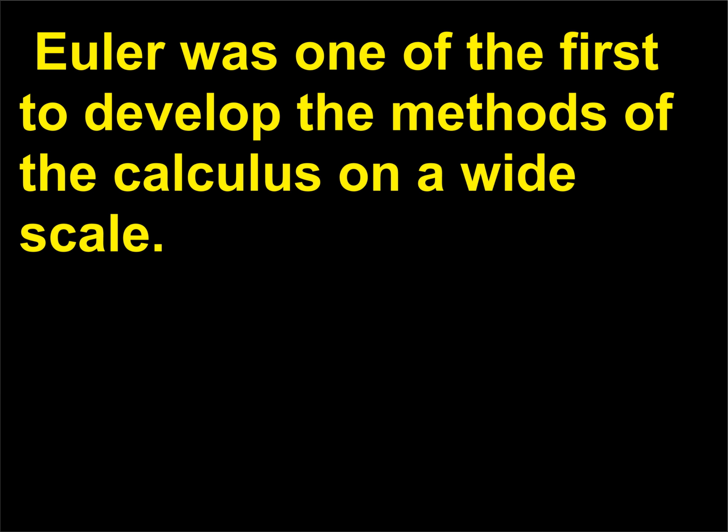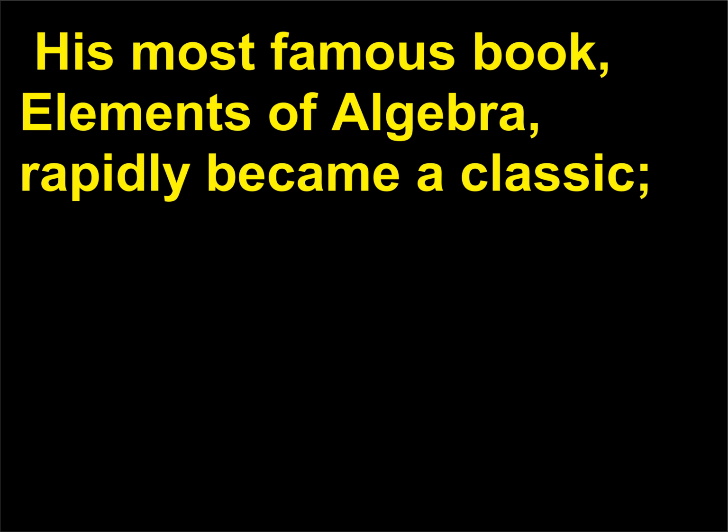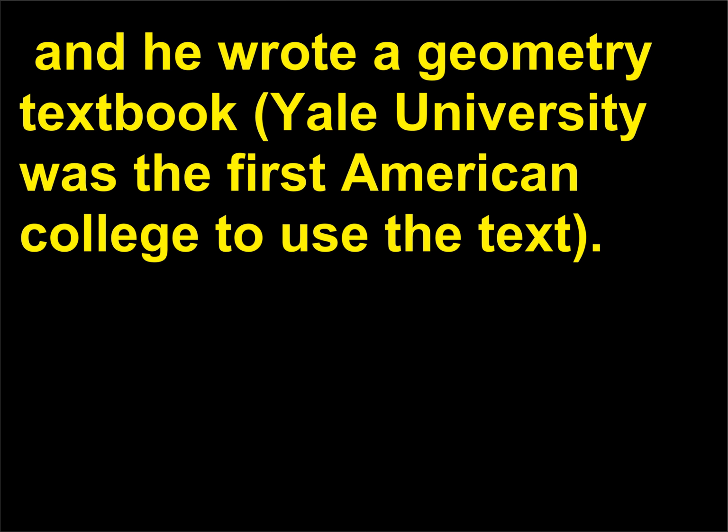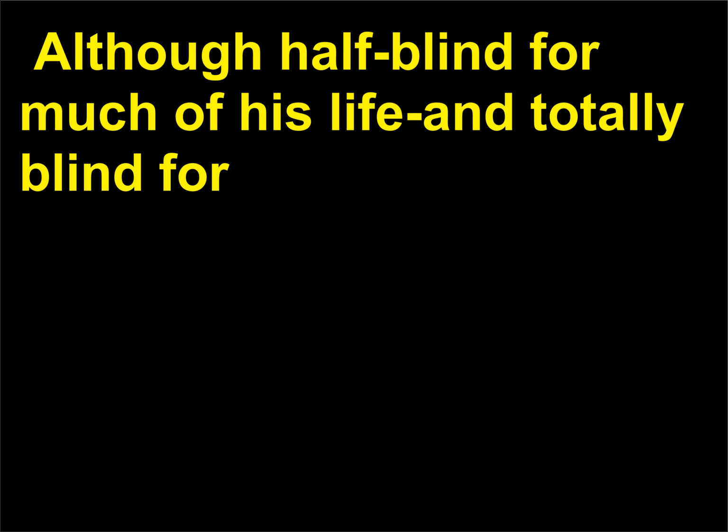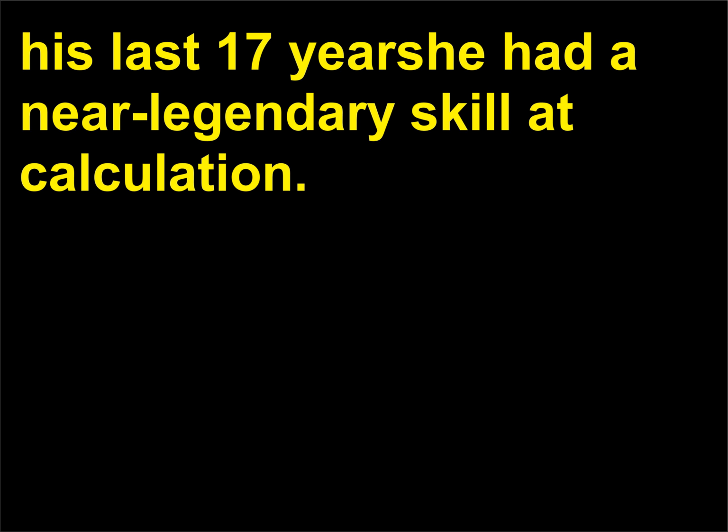Euler was one of the first to develop the methods of the calculus on a wide scale. His most famous book, Elements of Algebra, rapidly became a classic. And he wrote a geometry textbook. Yale University was the first American college to use the text. Although half-blind for much of his life and totally blind for his last 17 years, he had a near-legendary skill at calculation.